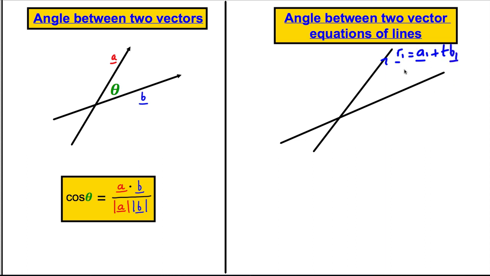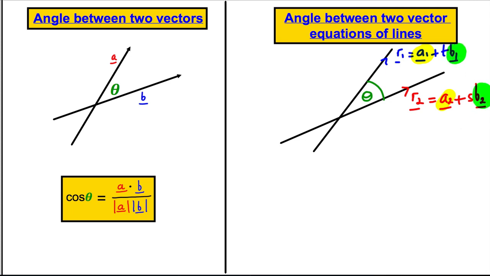Remember the definition of a vector equation of a line: a point on the line plus some lots of the direction of the line. And let's say we had another line R2, and that was the position vector A2 plus S lots of the direction of the line B2. And we wanted to find the angle between the two lines. What would we do? Well, to do this, we don't really care about the position point on the line at all. All we care about is the direction the line is going.